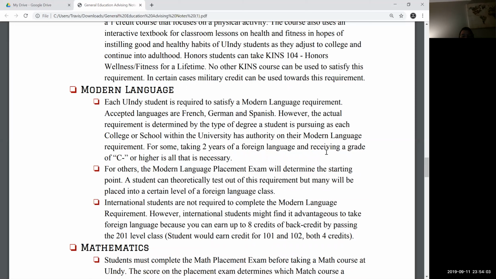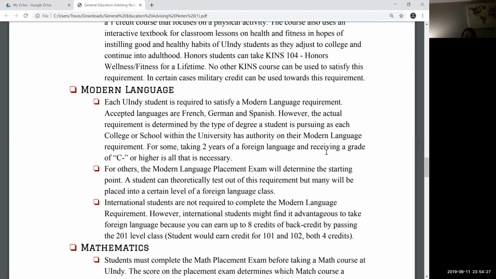But every student, it's based on your major. And in DegreeWorks, you'll actually be able to see if it tells you that you have to do that or not. It'll say if you satisfied it from high school. So if you took 2 years of the same foreign language and you received a C- or higher, then that's all that's necessary. And you could also test out of a language requirement.